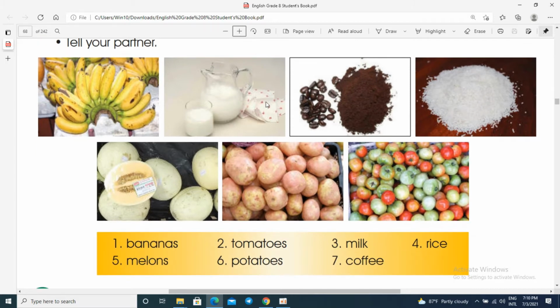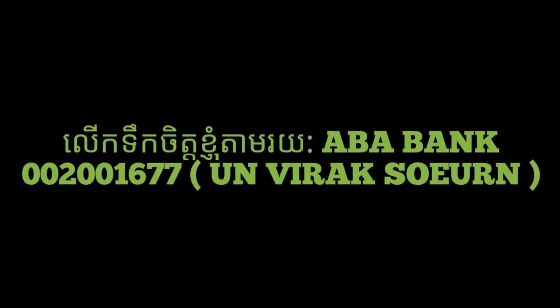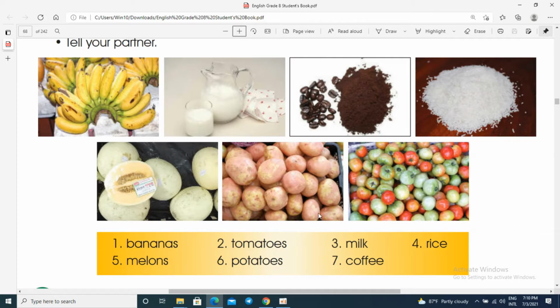So you see what is it here? Can you tell me? And what about this? What about this in English? And what is this in English? What is this? And what is this? Okay. So now let's go to the words.